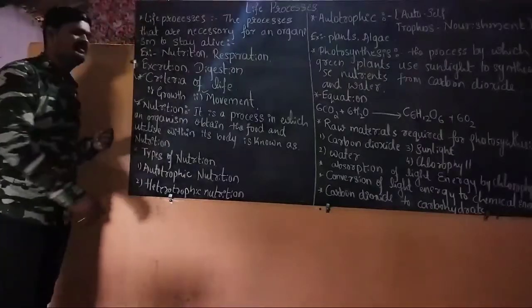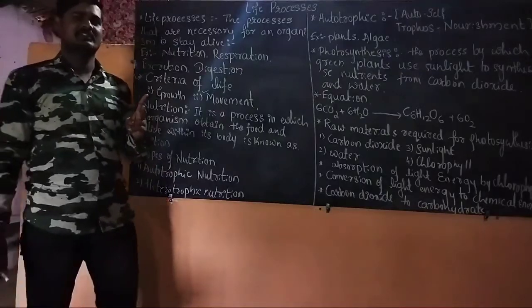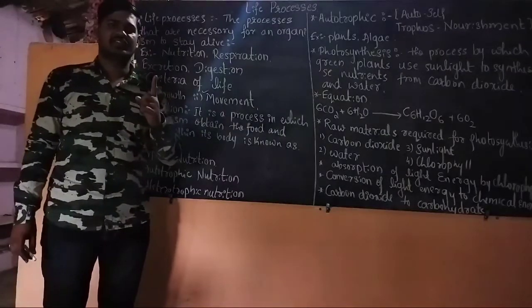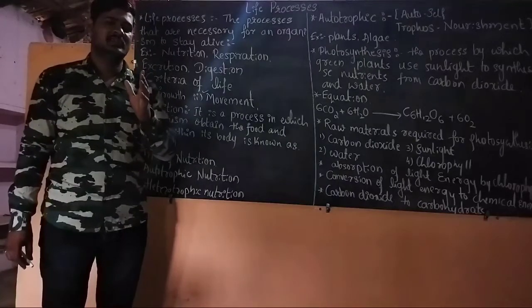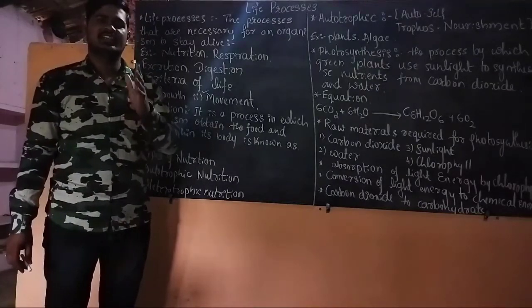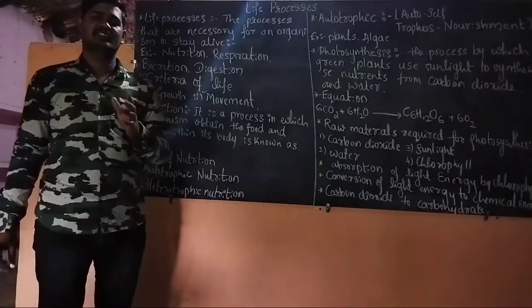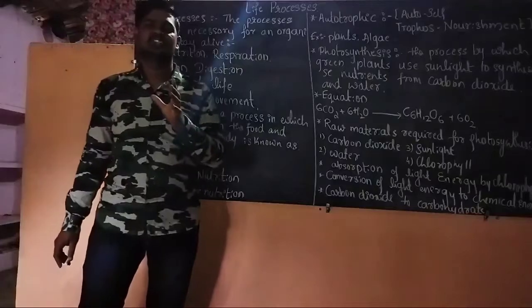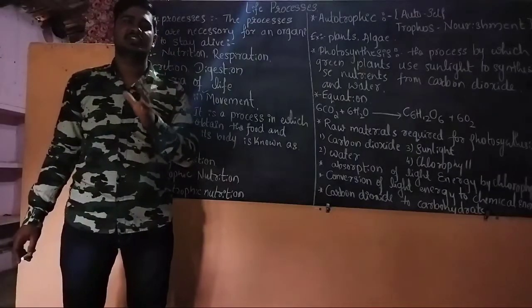Then the types of nutrition. Here we can learn two types: the first one is autotrophic nutrition and the second one is heterotrophic nutrition. You have already learnt this in the 8th standard, 7th standard also. Autotrophic nutrition means the organisms which can prepare their own food come under the group of autotrophic nutrition.